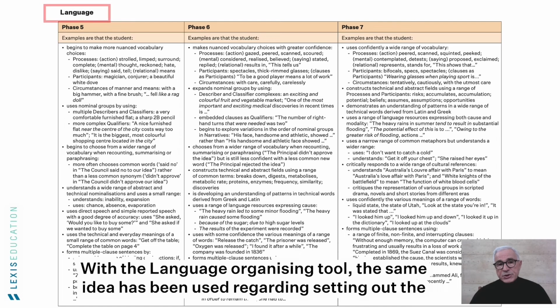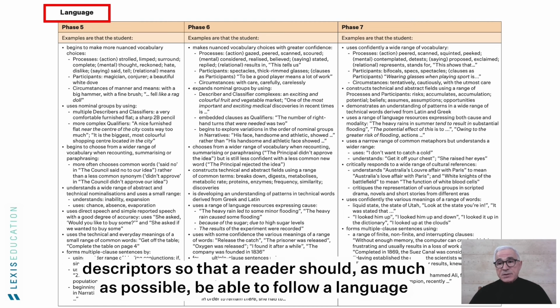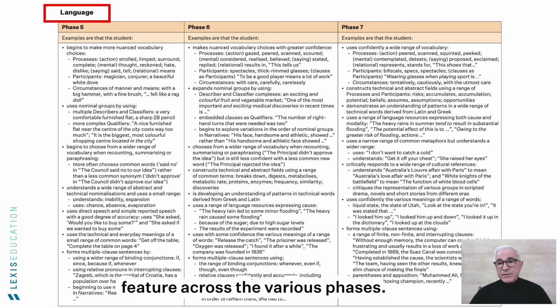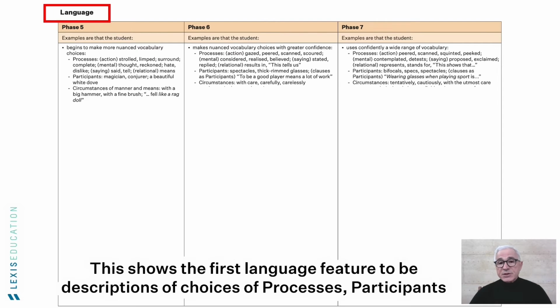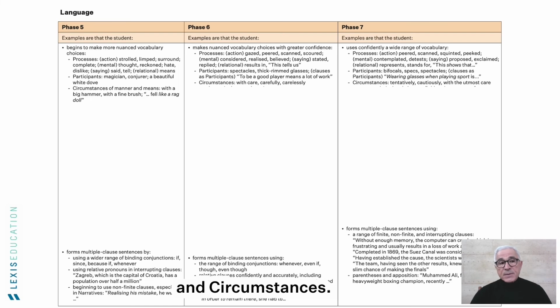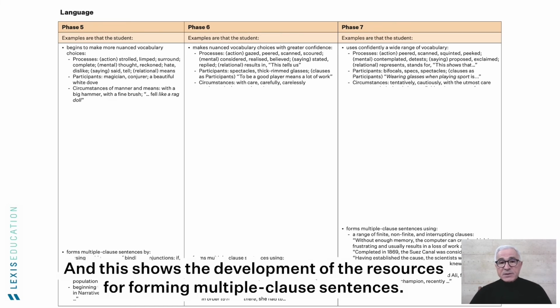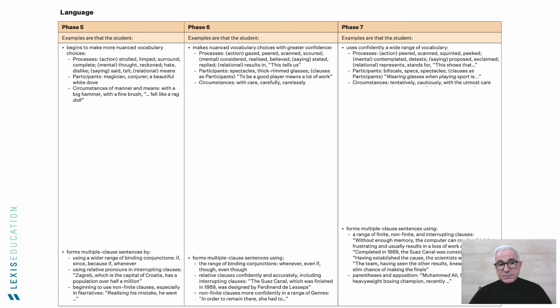With the language organising tool, the same idea has been used regarding setting out the descriptors so that the reader should, as much as possible, be able to follow a language feature across the various phases. And this shows the first language feature to be descriptions of choices of processes, participants, and circumstances. And this shows the development of the resources for forming multiple clause sentences.